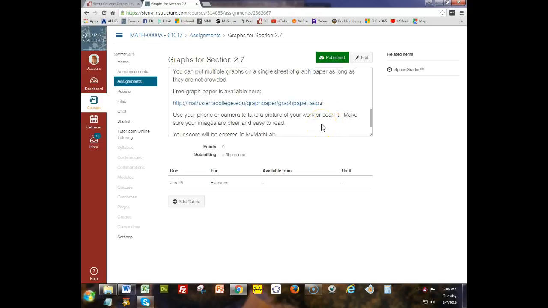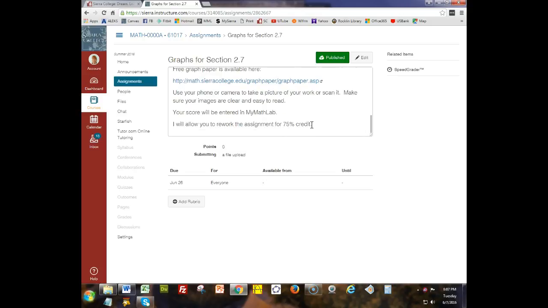And then use your phone or camera to take a picture of your work, or you can scan it. Before you send them, please make sure your images are clear and easy to read. Sometimes if there's not enough light on the image, or you're too far away or too close, or your camera is tilted, it makes it kind of hard to read. So make sure that I can easily read it. If it's not readable for me, I'll just send you a message through Canvas that says please resubmit it, but it will be considered as on time as long as the first time it was submitted was on time.